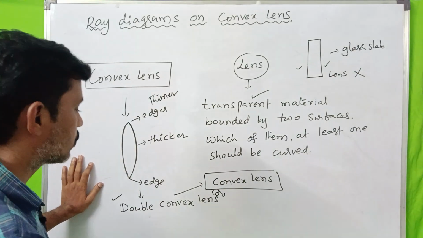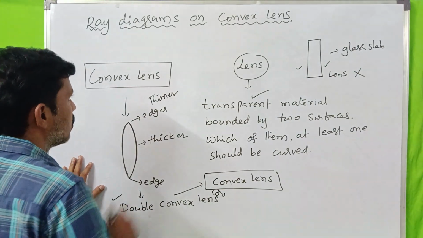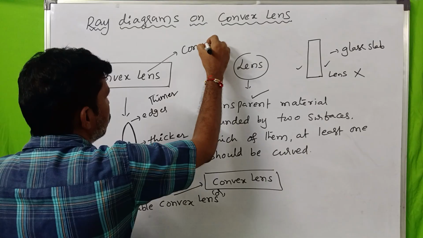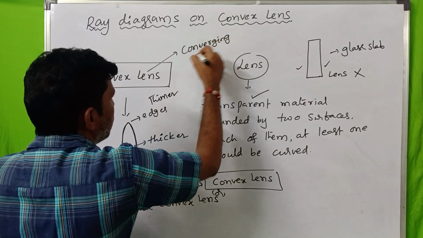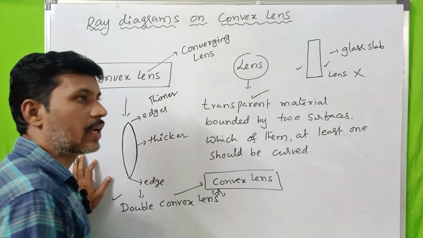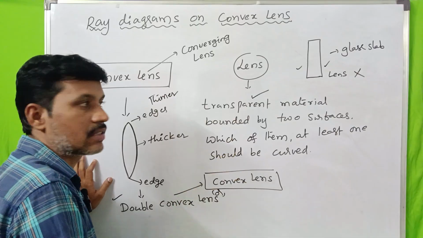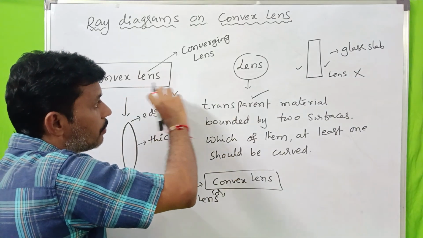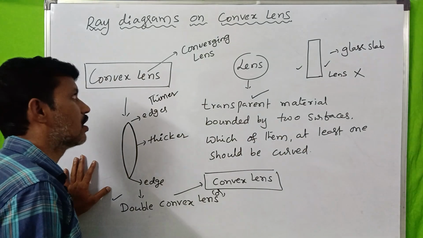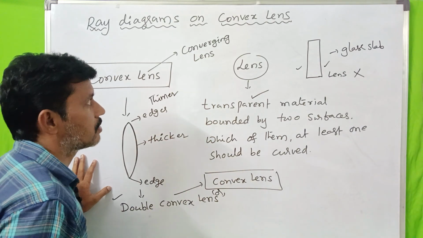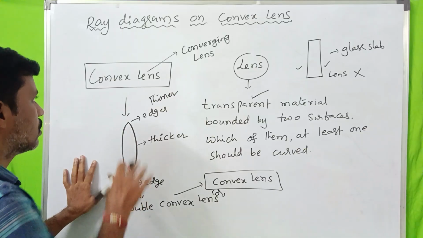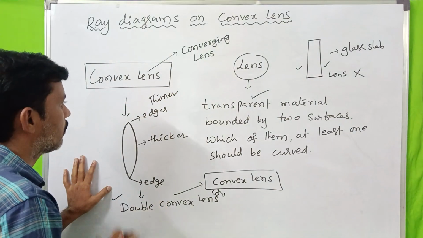A small piece of information about this convex lens: a convex lens is also called a converging lens, because when parallel light rays are incident on the convex lens, it converges all the parallel rays. That's why it is also called the converging lens. So this is the basic information about the convex lens.